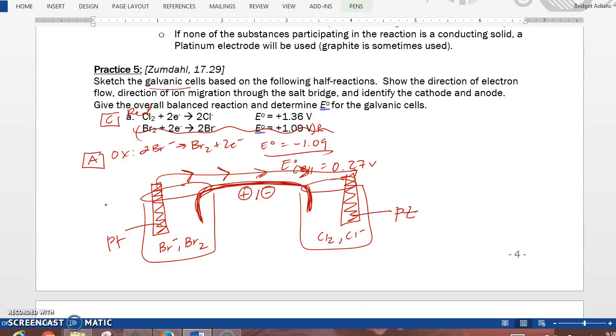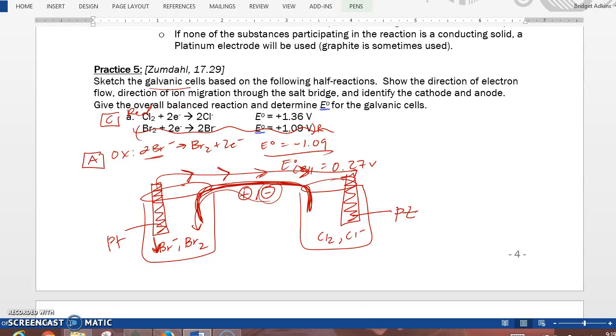So if we focus on this left-hand side, what's happening is that Br minus is forming Br2 and kicking off 2 electrons. Those electrons are traveling through the wire, so they're not in the cell anymore. So what's happening is the Br minus is dropping. And we know if that negative charge drops, then the cell won't stay neutral. So to combat that, the anion from the salt bridge travels towards the anode. So that's why the anion in the salt bridge flows towards this cell.